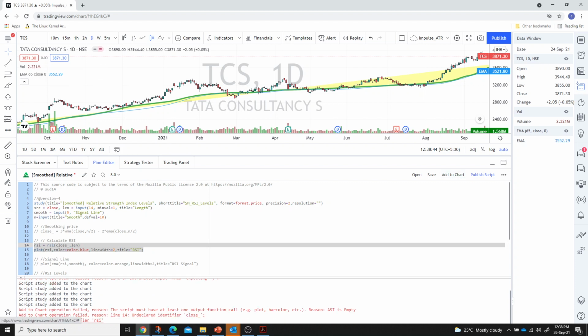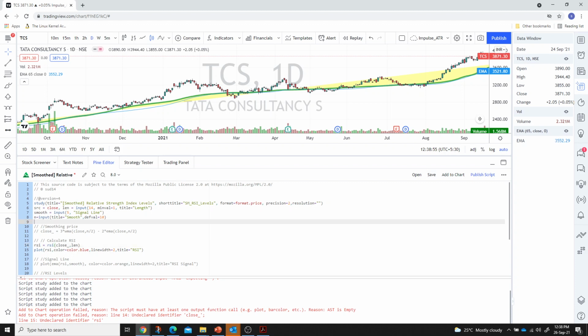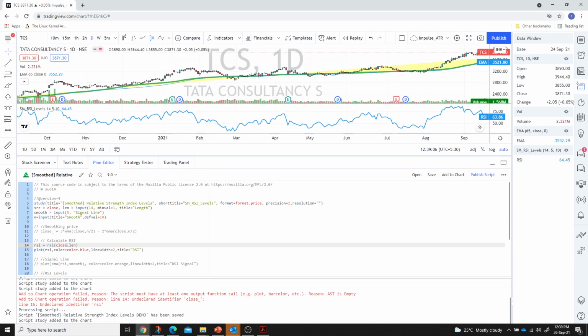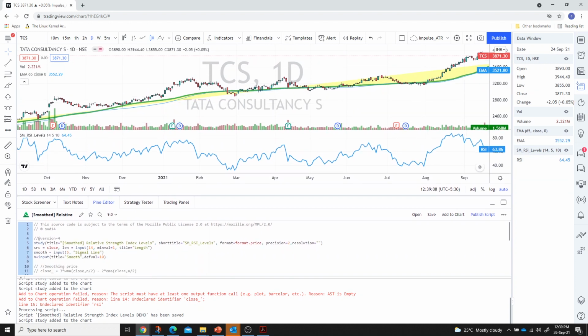Okay, so it will combine. Okay, what's the error? Okay, okay. So now you see that it will get added to the chart. Okay, so this is my plain RSI.